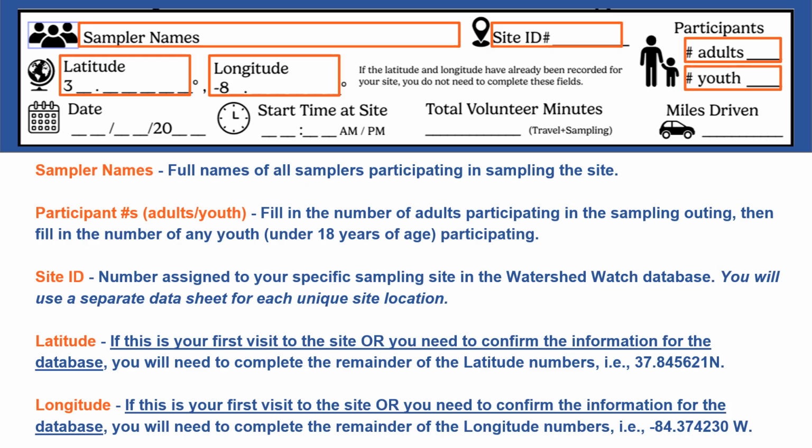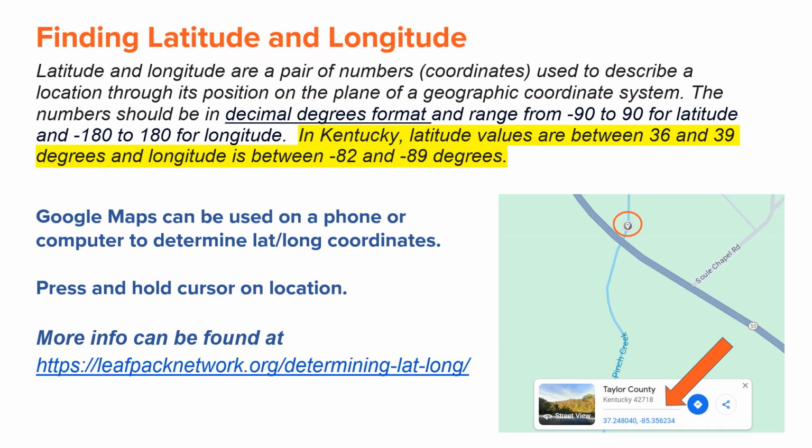the Watershed Watch database. The location of each site is mapped and tracked in the database using its geographic latitude and longitude coordinates. Once you've established the correct coordinates for your site, you do not need to record this information again. For clarification, here's a little more info about coordinates and how to determine what these numbers should be.